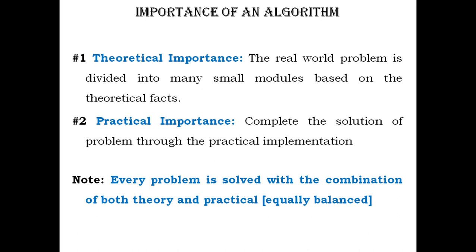Next topic is importance of an algorithm. There are two kinds of importance we are going to put for the algorithm. First one, theoretical importance. The real world problem is divided into many modules based on theoretical facts. Second one, practical importance. Complete the solution of the problem through practical implementation. Note the important thing: every problem is solved with a combination of both theory and practical. So these are equally balanced, as we saw earlier.